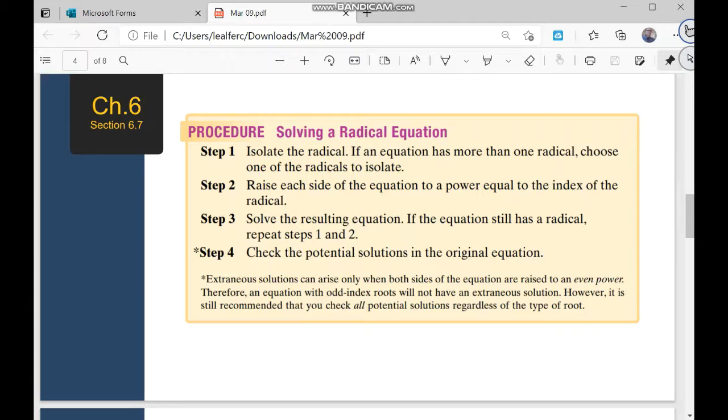Step number 2, raise each side of the equation to a power equal to the index of the radical. Step number 3, solve the resulting equation. This is not going to work now, but we can see later, just solve the resulting equation. And step 4, check. Sometimes the solution that you find doesn't work in the original equation. So this is something that you have to do. Check to make sure you have the right answer, okay?